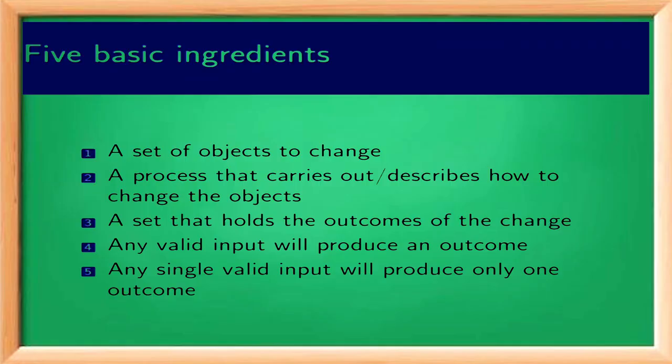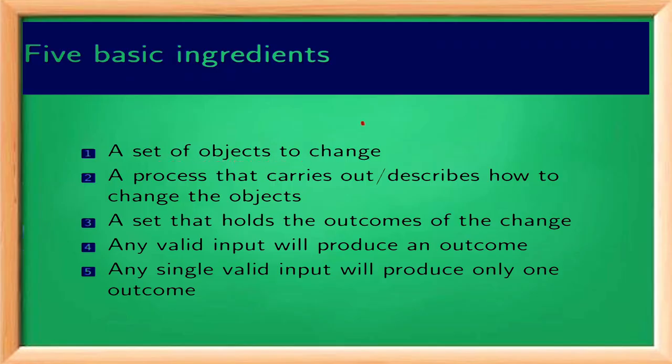Let's get started. In this video, we're going to compare two functions to be equal to each other. So to do that, let's first remind ourselves what the 5 basic ingredients everything that we consider to be a function needs to have. First of all, everything that we want to be a function needs to have a well-defined set of objects we wish to change.